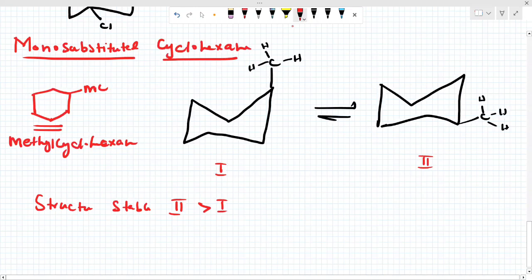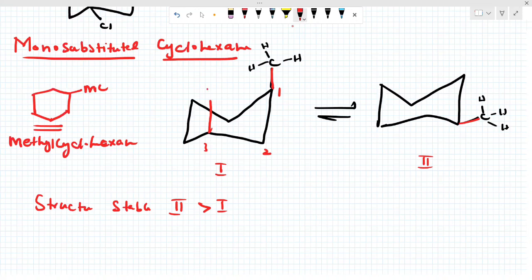See, in this first structure, what is the position of the methyl group? Axial. This is the equatorial bond. Listen, in structure 1, this is carbon 1, this is 2, this is 3, and they have hydrogen atoms. Here is the axial hydrogen. Similarly, this is 1, this also 2, this also 3.